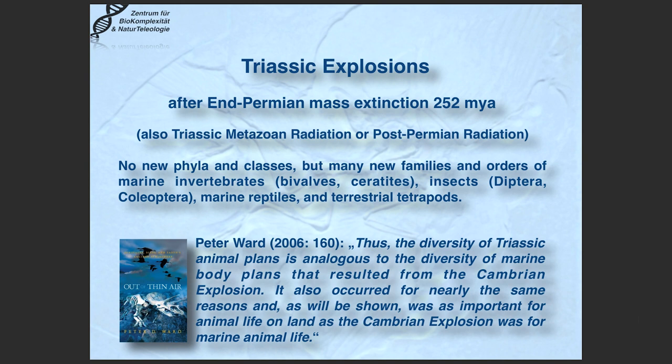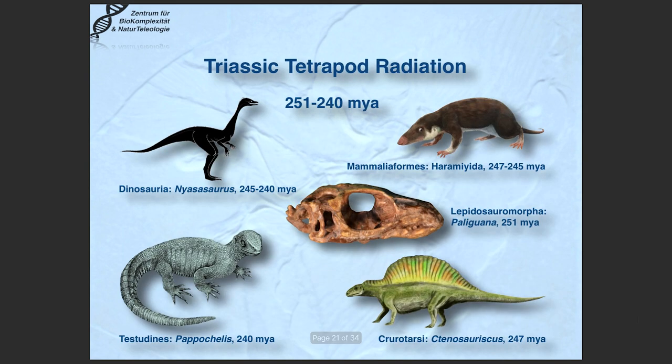And some examples of these multiple explosions are the sudden appearance of terrestrial tetrapods, the first relatives of mammals, the first and oldest relatives of lizards, the oldest relatives of crocodiles, of turtles, and of the dinosaur-bird group. Appearing again in a 9 million year window of time. Remember, that's just two successive vertebrate species.